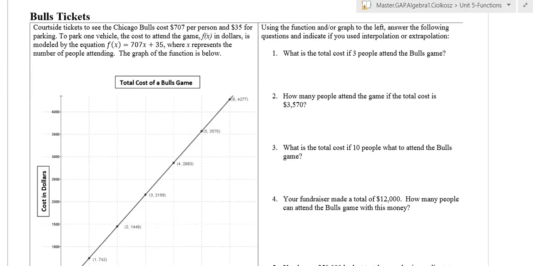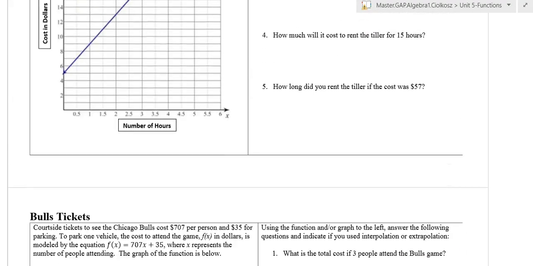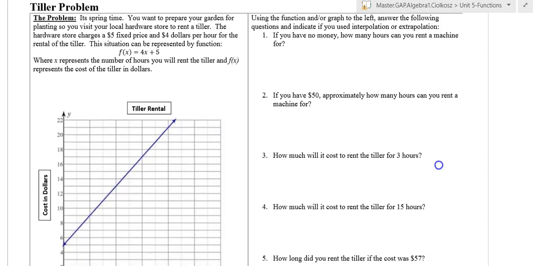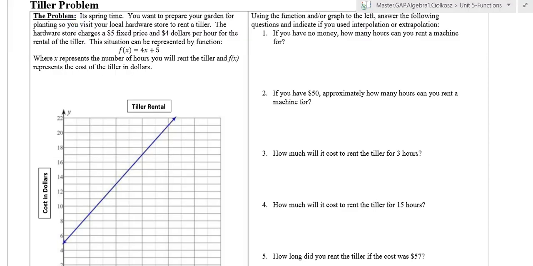So, let's go ahead and take a look here. We'll do one more of these together. Let's take a look at this one right here. So, it's springtime. You want to prepare your garden for planting, so you visit your local hardware store. Feel free to read on your own.